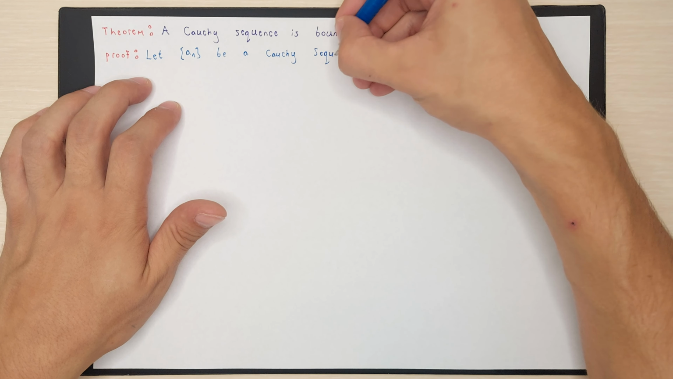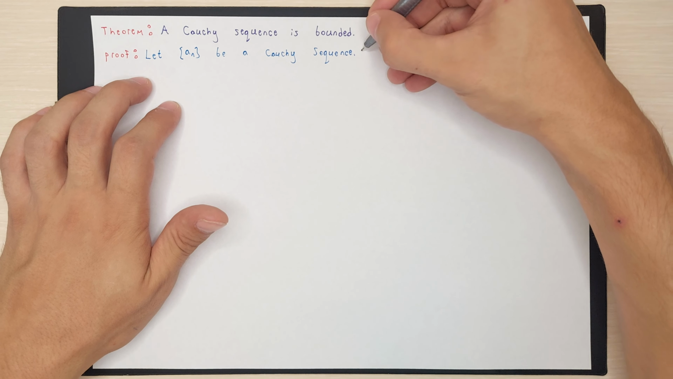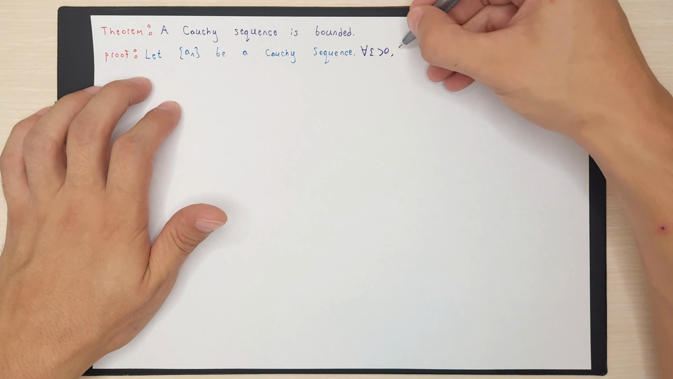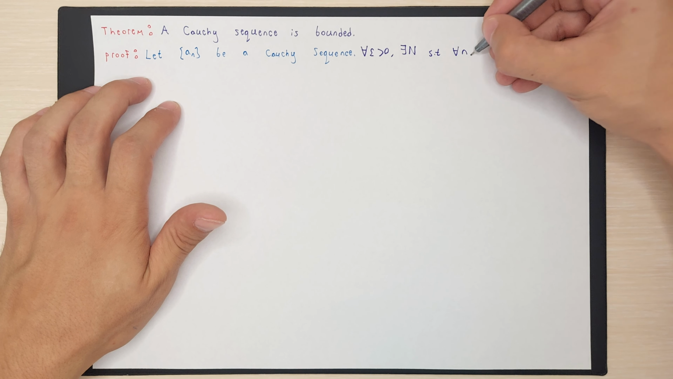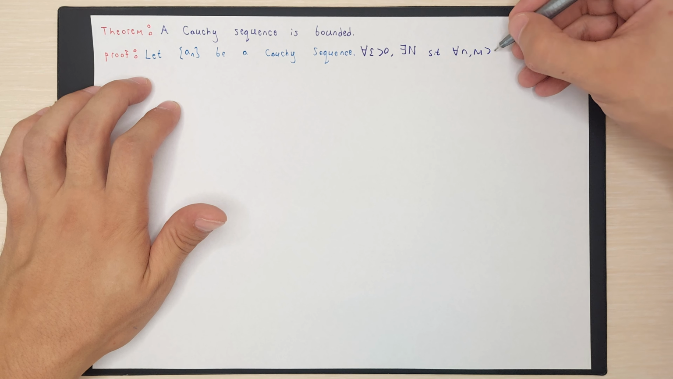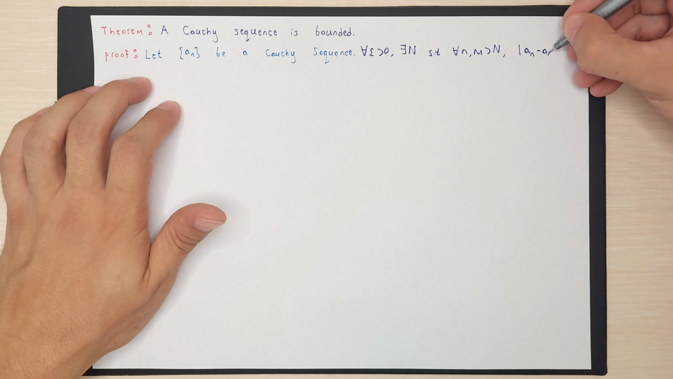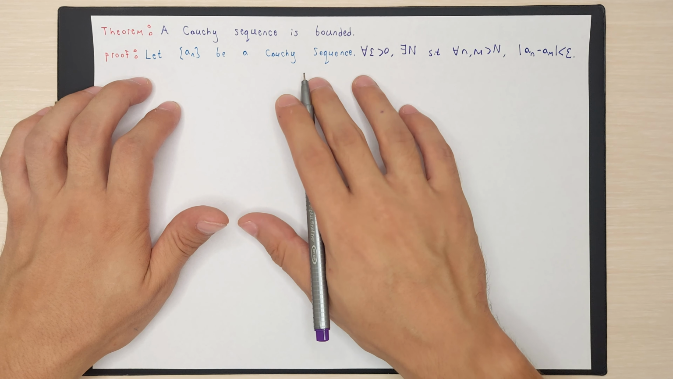Then we can use the definition of a Cauchy sequence. As you all know, the definition of a Cauchy sequence is: for all epsilon greater than 0, there exists a big N such that for all n, m greater than big N, we have the absolute value of a_n minus a_m is less than epsilon. This is the definition of a Cauchy sequence.